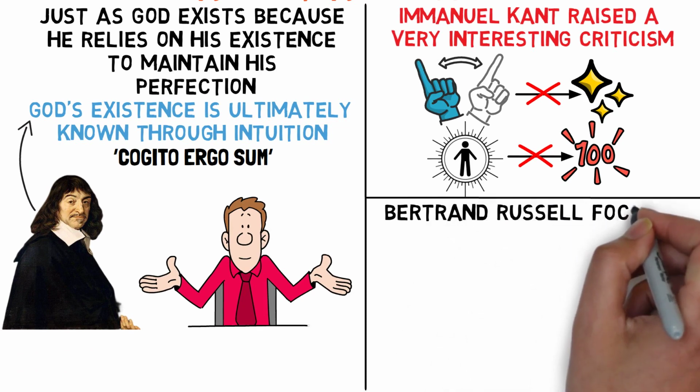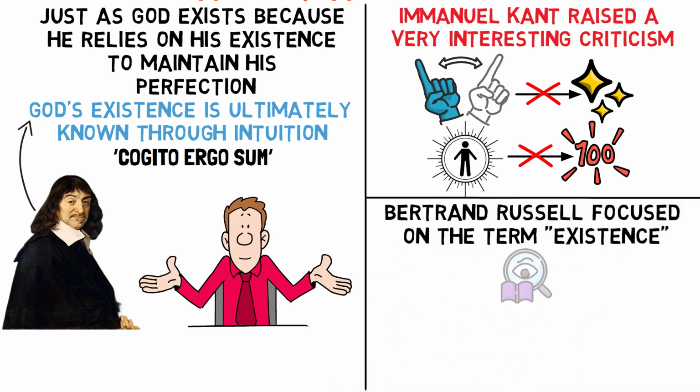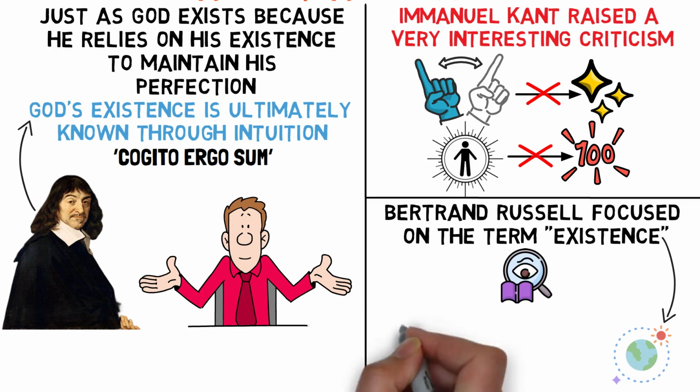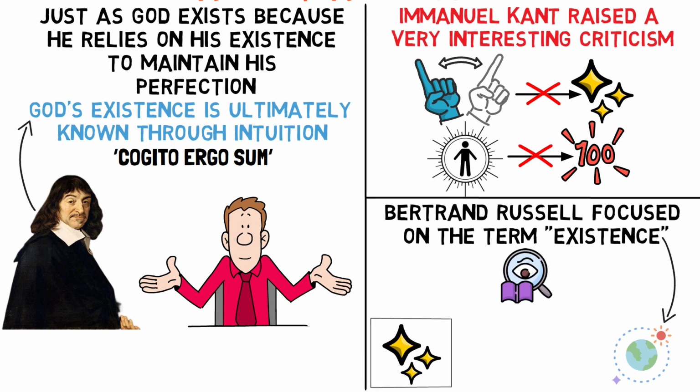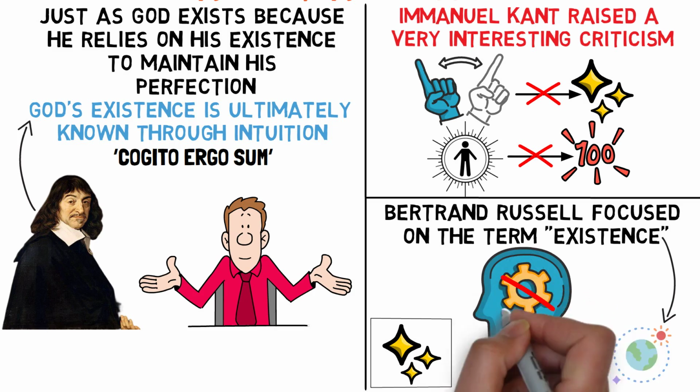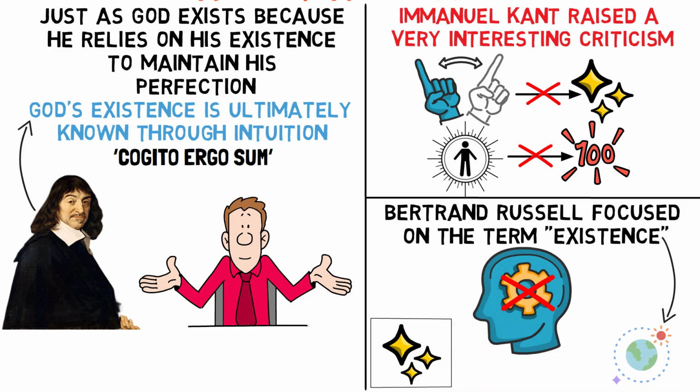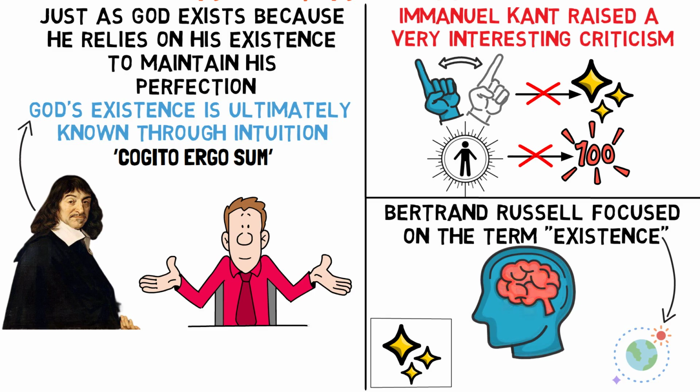Bertrand Russell focused on the term existence and criticized the argument based on it. He pointed out that existence refers to things within the world of space and time, while the concept of God is often seen as beyond these limitations. Russell also emphasized that the structure of an argument alone does not prove the existence of something, highlighting that the ontological argument's deductive a priori structure doesn't necessarily prove God's existence.